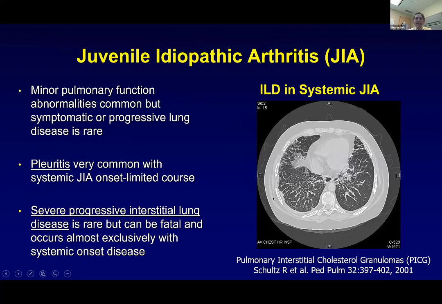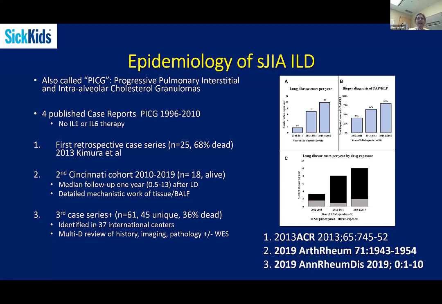JIA, I wanted to say a little bit about this because it's very rare to have lung disease associated with JIA, but in systemic JIA, sometimes they develop severe progressive interstitial lung disease. Again, it's a small fraction of the children with systemic JIA, but it's very important because it is a terrible disease. It seems to march on, not be responsive to therapy, and often can kill a child. And so it's very important to be aware of this.